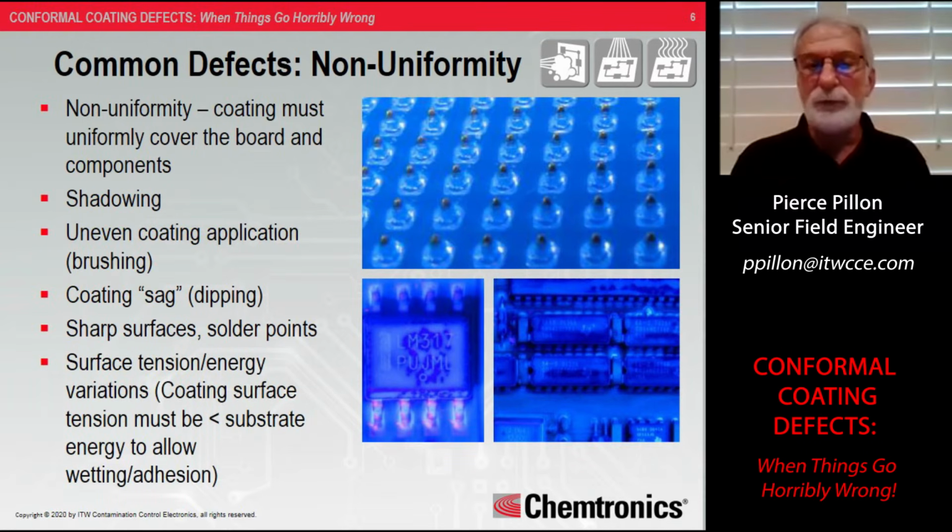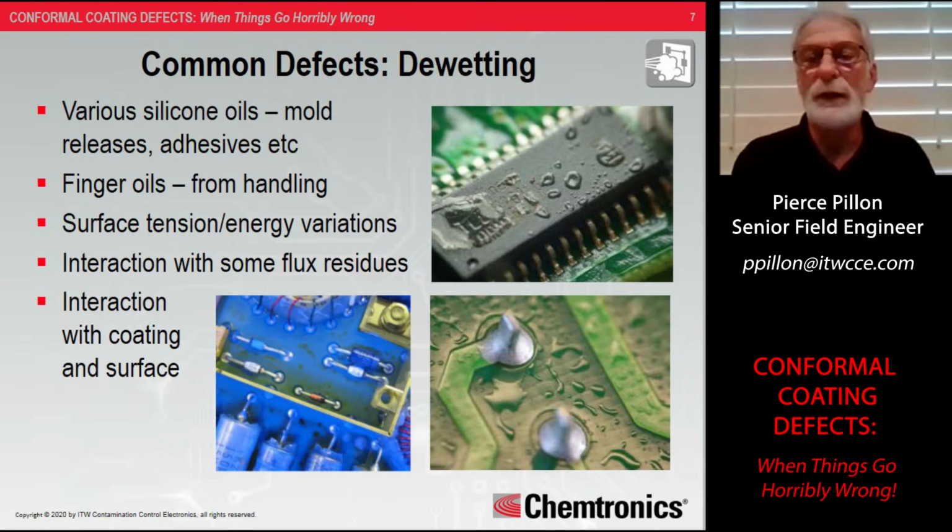You can have differences in the surface tension of the coating liquid as opposed to the substrate energy, and that can cause non-uniformity. In general, the liquid coating surface tension must be less than the substrate energy to allow it to flow for adequate wetting and adhesion and bonding energy to that substrate. Dewetting is essentially where the coating pulls away from that surface because of differences between the surface energy.